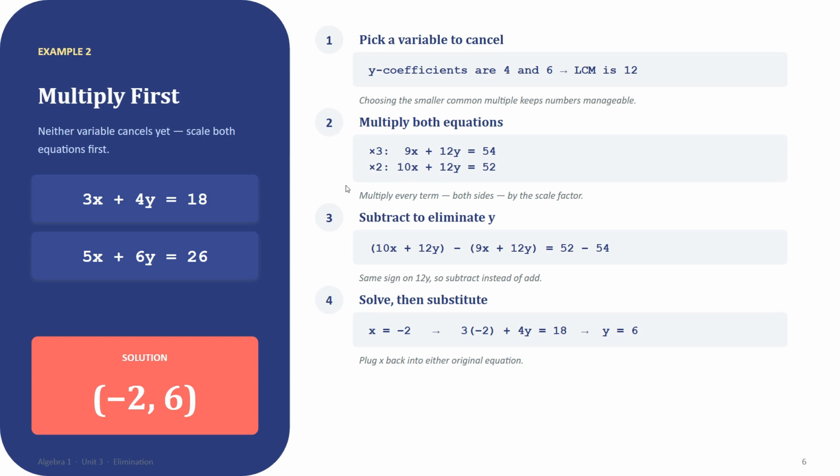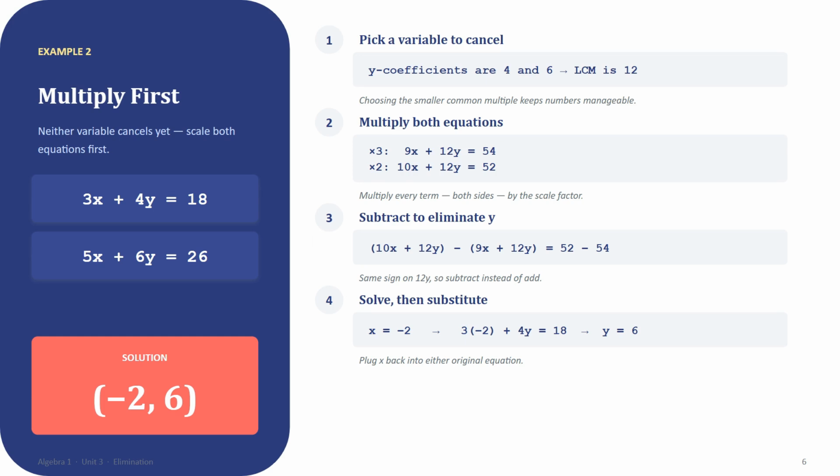Step 2. Multiply both equations. In the first equation, we can multiply by 3. That comes to 9x plus 12y equals 54. In the second equation, we can multiply by 2. That gives 10x plus 12y equals 52.